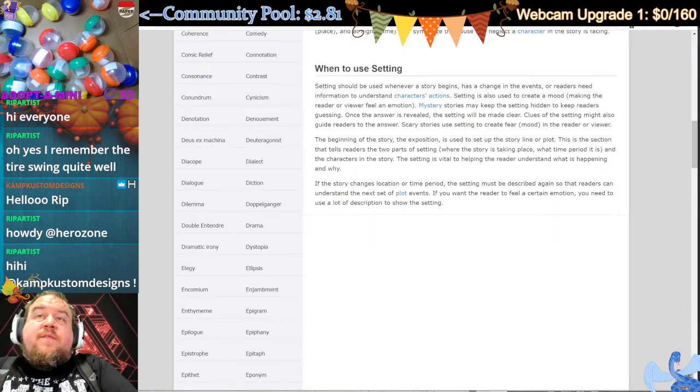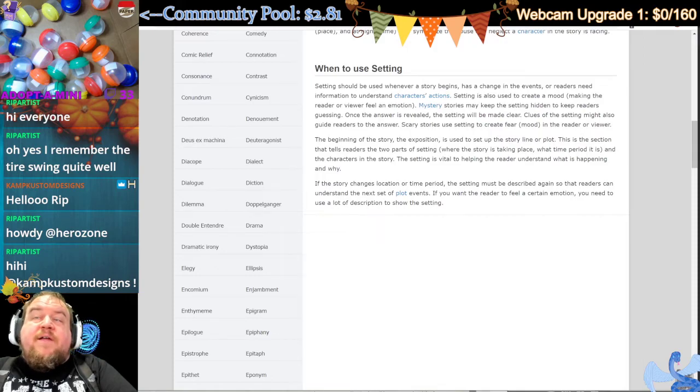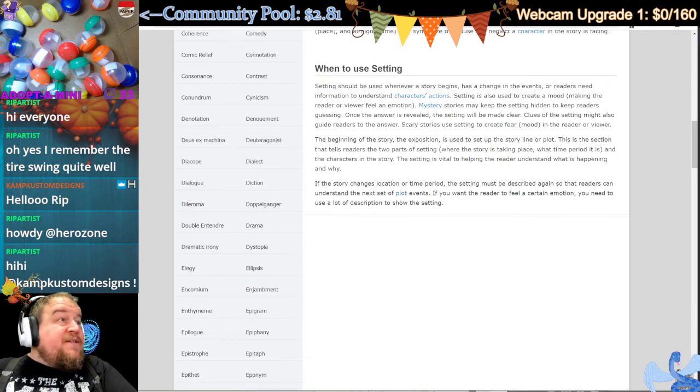In the beginning of the story, the exposition is used to set up the storyline or plot. This is the section that tells readers the two parts of the setting, where the story is taking place, what time period it is, and the characters in the story. The setting is vital to helping the reader understand what is happening and why. If the story changes location or time period, the setting must be described again so that readers can understand the next set of plot events. If you want the reader to feel a certain emotion, you need to use a lot of description to show the setting.